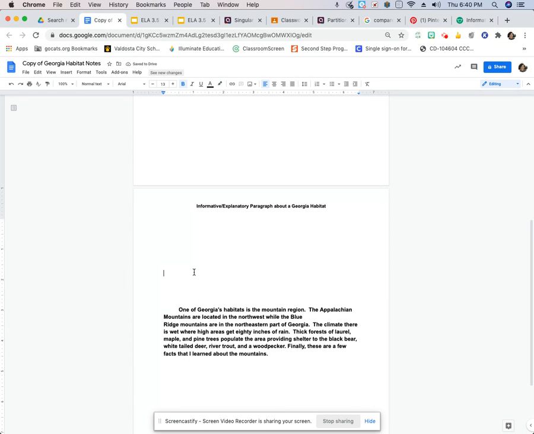I'm going to start off with a question. Do you know that mountains are in the state of Georgia? Okay. Now I'm going to pull up my information to help me.